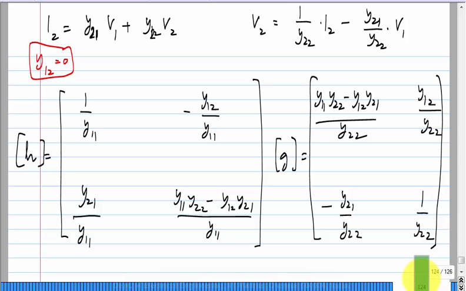Is this fine? And unilateral 2 ports are very important and interesting in amplifiers. I mean, all the transistors and other active things are almost unilateral. In fact, you would like them to be completely unilateral, right? That would be the best.